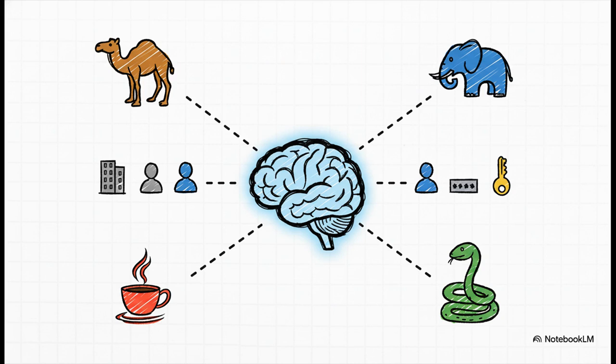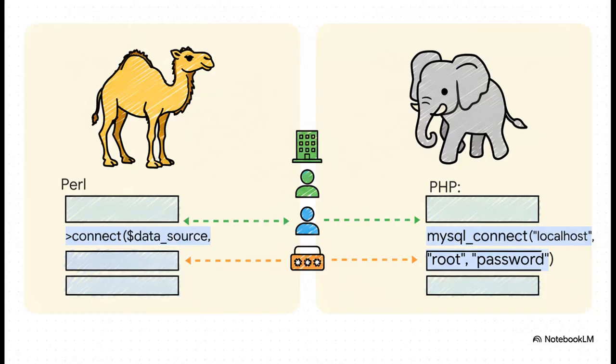In the world of programming, presenting these 3 keys has a name. It's called making a connection. And it doesn't matter if you're using PHP or Perl or Java or anything else. The command might look a little different, but the core idea is universal. You always need to provide the address, the user ID, and the password. And you can see this right here. On the left, in a language called Perl, you see the 3 pieces: the data source, the username, and the password. Now look at the right. In PHP, it's the exact same idea: the server, the username, and the password. The specific words change, but those 3 magic keys are always there.